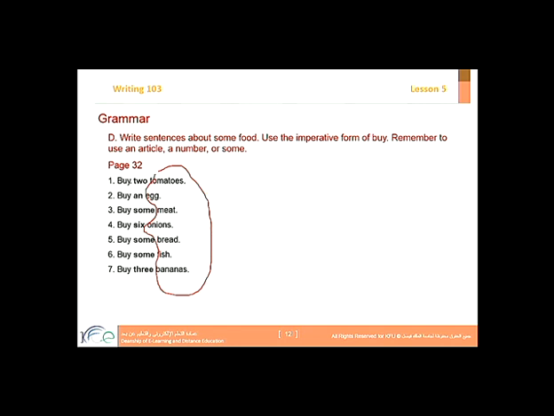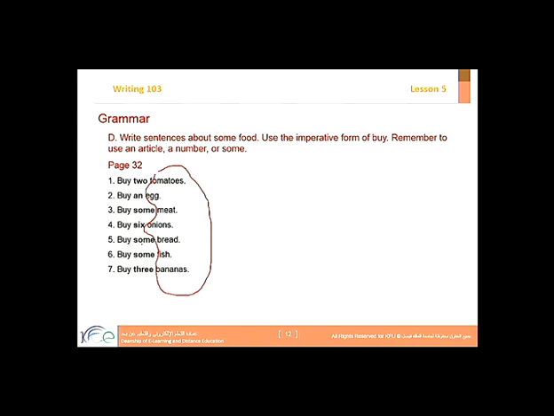So now we vary the usage. I have the word tomatoes. I could say buy 2 tomatoes or 3 tomatoes or 5 tomatoes or 6 tomatoes. With egg, I could say buy an egg or 3 eggs or 4 eggs. With meat, I cannot say buy 3 meat. I can only say buy some meat because it's not countable. With onions, I could say buy 6 onions, 7 onions, 8 onions.